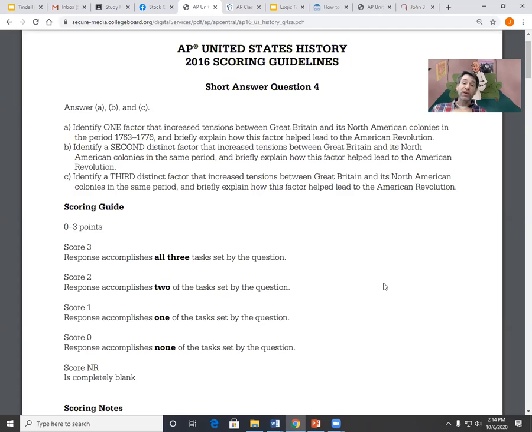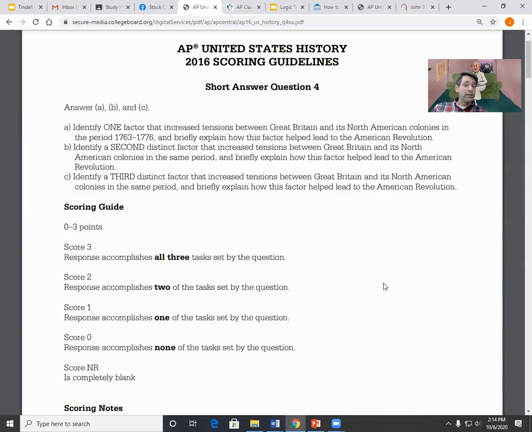First and foremost, for each of these points, A, B, and C, you should have 2 to 3 content-rich sentences answering each one. And this is true across the board for short answer questions. So in other words, you need to get right to the point. You don't need an introduction, just answer the prompt very directly.